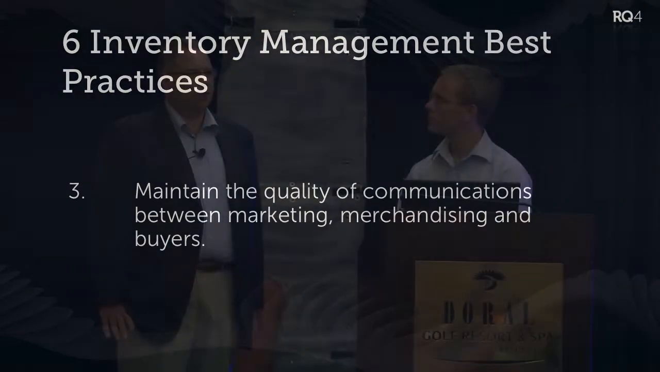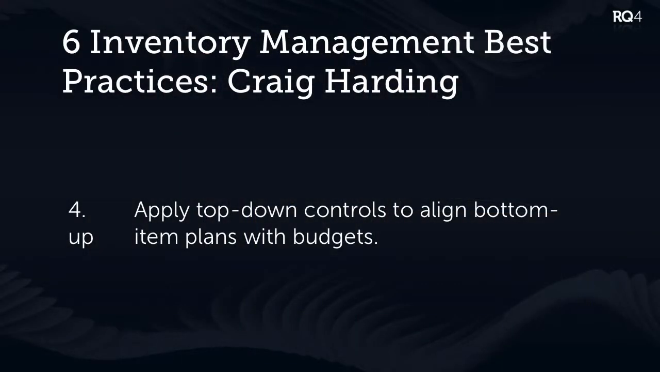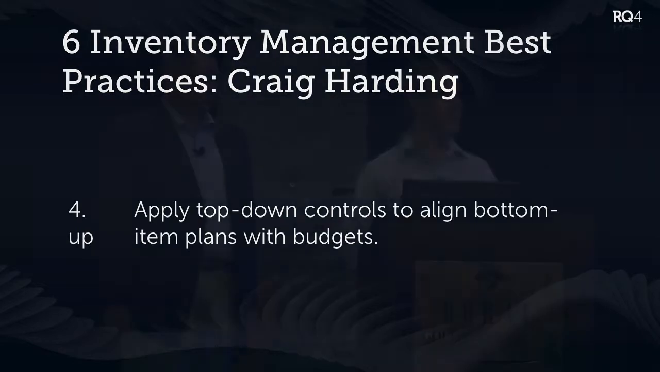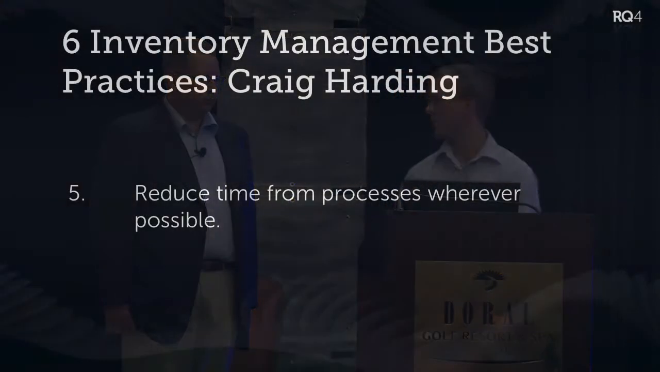And we've got several little things that you can do in the system that we're going to show you today that will really help that communication. Number 4, applying top-down controls to align your bottom-up plans, not only the plans but also the budgets. So simple yet effective, everyone in the inventory side on the same page, makes life a lot better for everyone.